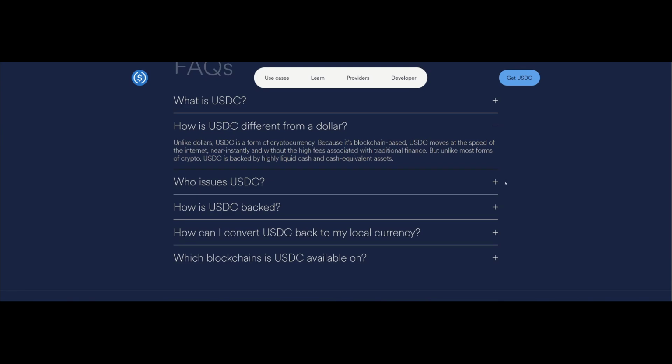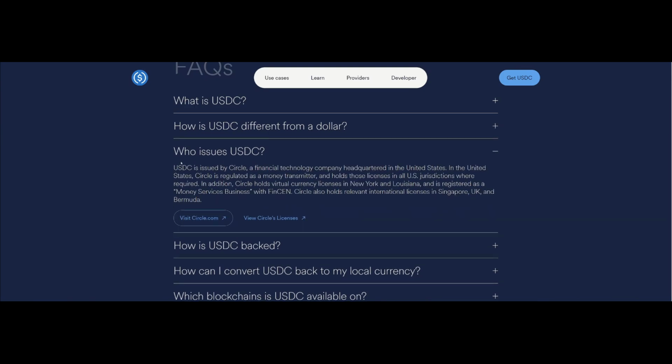Clearly. Let's see. USDC is issued by Circle, a financial technology company headquartered in the United States. In the United States, Circle is regulated as a money transmitter and holds those licenses in all U.S. jurisdictions where required, wherever the U.S. has jurisdiction. In addition, Circle holds virtual currency licenses in New York and Louisiana and is registered as a money services business with FinCEN. Circle also holds relevant international licenses in Singapore, UK, and Bermuda.